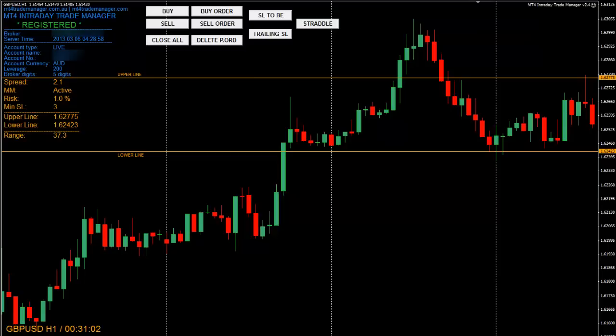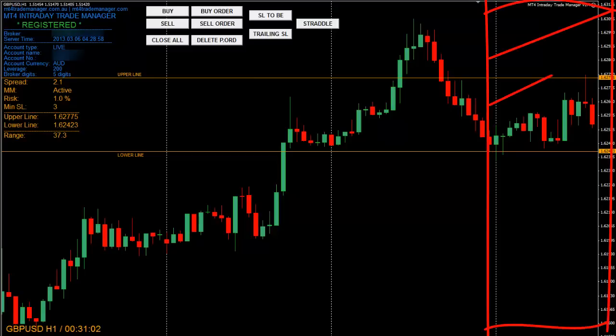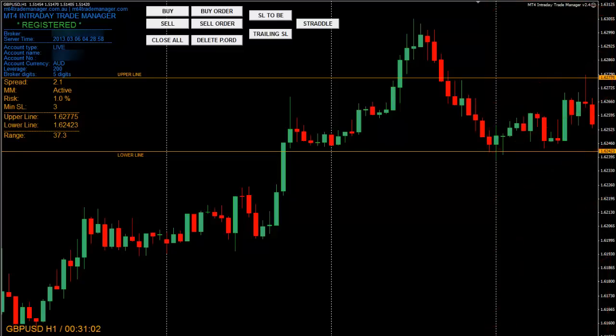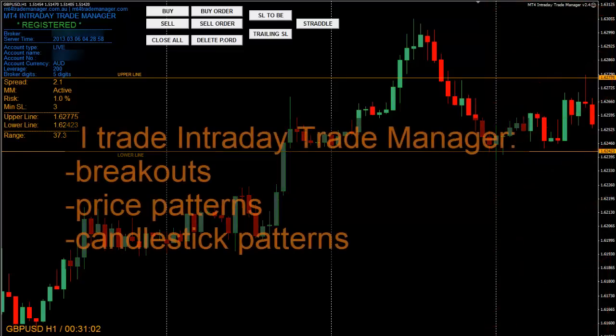Usually we deal with the candlesticks on the right end of the chart in this area, so this layout is perfect. What I use it for, I trade traditional technical signals with Intraday Trade Manager like breakouts, price patterns, candlestick patterns and more.